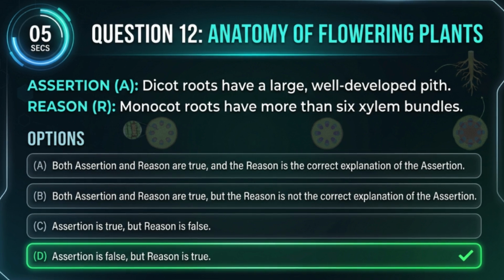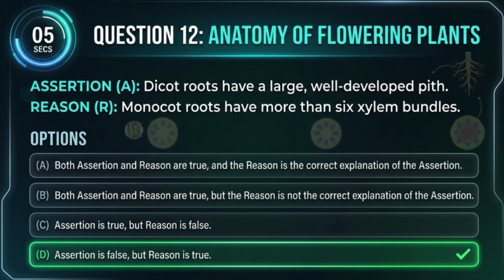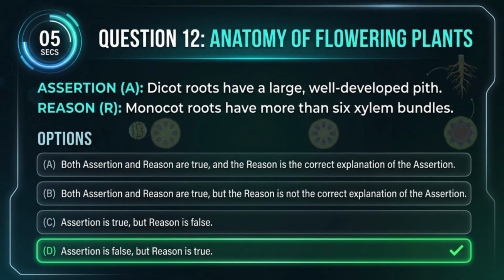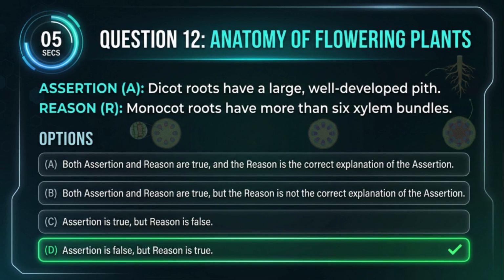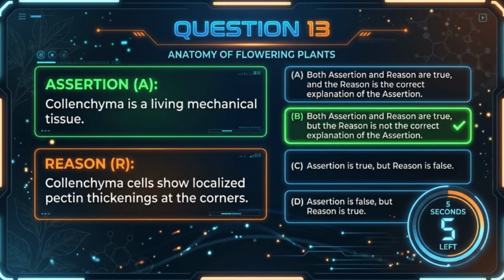Question 12. Anatomy of flowering plants. Assertion: dicot roots have a large, well-developed pith. Reason: monocot roots have more than 6 xylem bundles. 3, 2, 1. Dicot roots actually have a small, inconspicuous pith, making the assertion false. Monocot roots are polyarch, meaning they have more than 6 xylem bundles, which is true. Option is D.